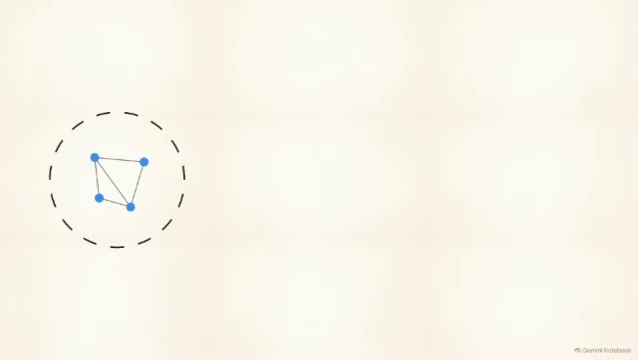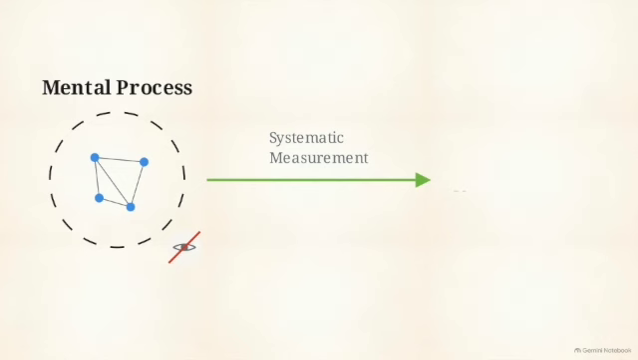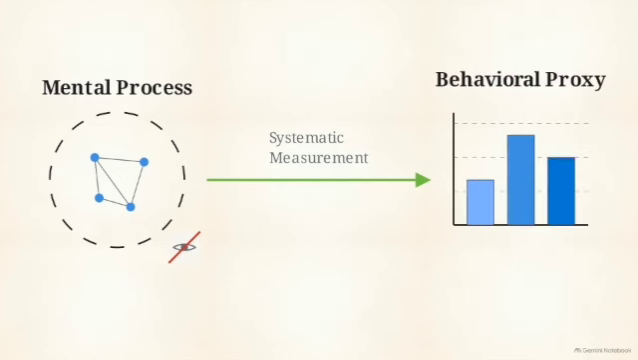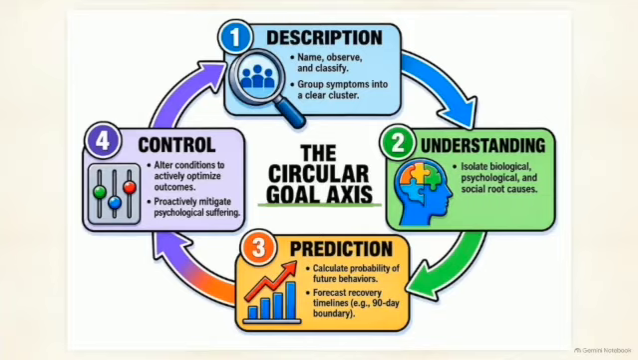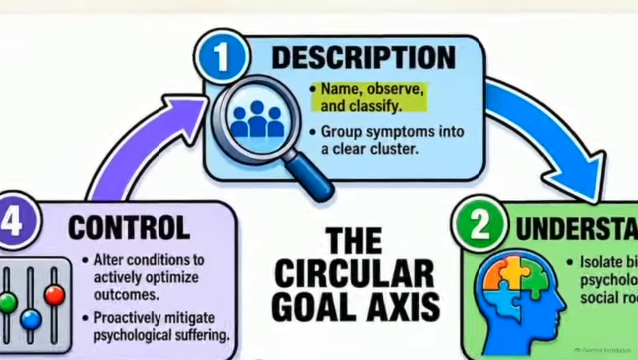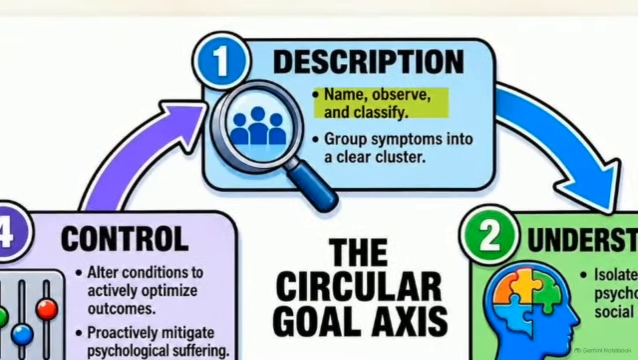Because an experimenter cannot physically see a mental process, they must systematically measure its behavioral proxy. Translating subjective inner states into verifiable somatic data provides the bridge necessary for empirical study. This diagram illustrates the circular goal axis, charting the iterative loop that drives psychological inquiry. The primary phase demands pure observation and classification.